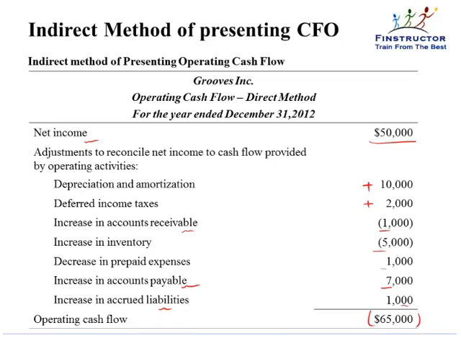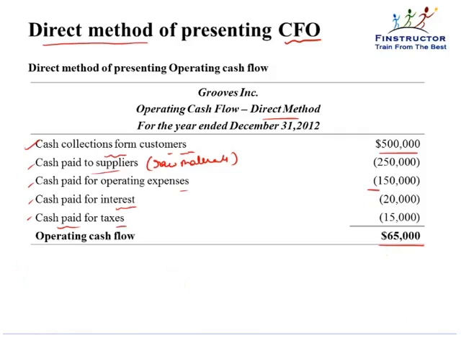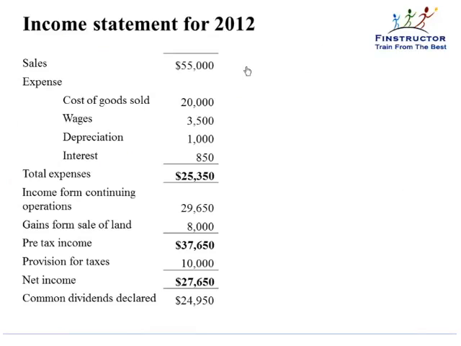Please note, both the direct and the indirect method will give us the same end result. It's just the presentation format that's a little different. The indirect method is not as intuitive for the user to look at. The direct method, as we'll recall, was more intuitive for the user, and we'll see the calculation very soon. So let's understand the concept with an example.